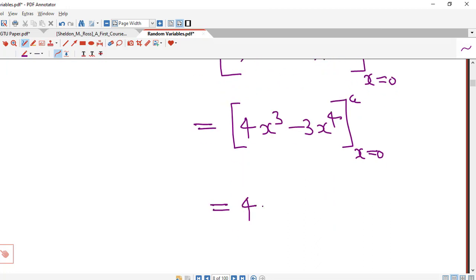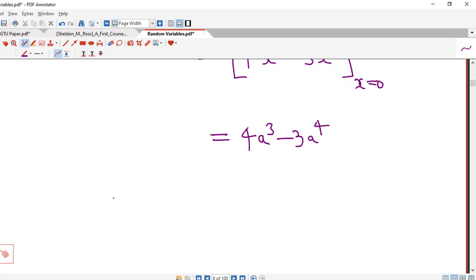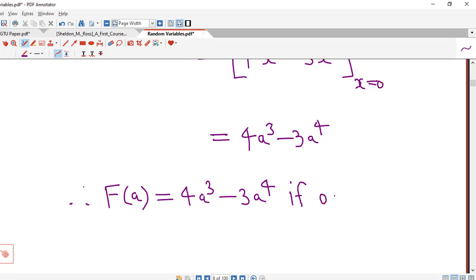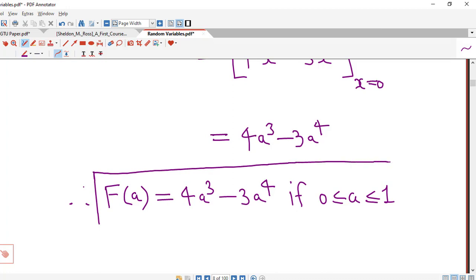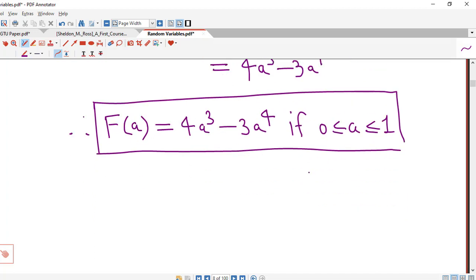So this becomes 4 times a³. First we put x equal to a, minus 3 times a raised to 4, and for the lower limit we have 0. So this is the value of the distribution function if a is in between 0 and 1. Therefore F(a) equals 4 times a³ minus 3 times a raised to 4 if a is in between 0 and 1. So this is the second possibility: if a is in this interval 0 to 1, F(a) is 4a³ minus 3a raised to 4.